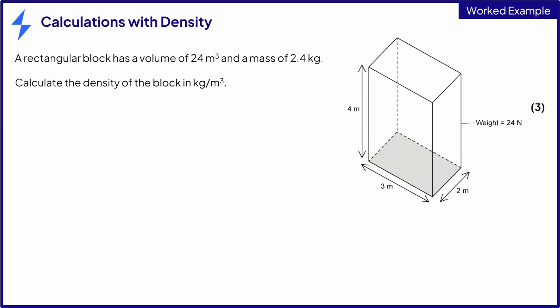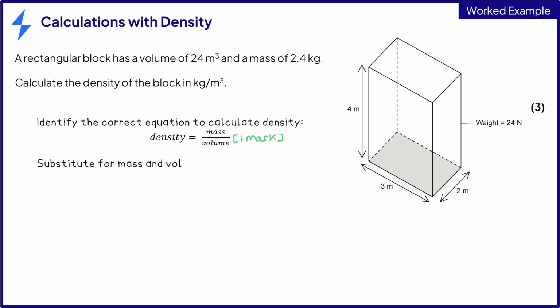Let's have a look at an easy level worked exam question. A rectangular block has a volume of 24 meters cubed and a mass of 2.4 kilograms. Calculate the density of the block in kilograms per meters cubed. This question is worth 3 marks. The first mark is for identifying the correct equation for density. Density is equal to mass divided by volume. 1 mark.